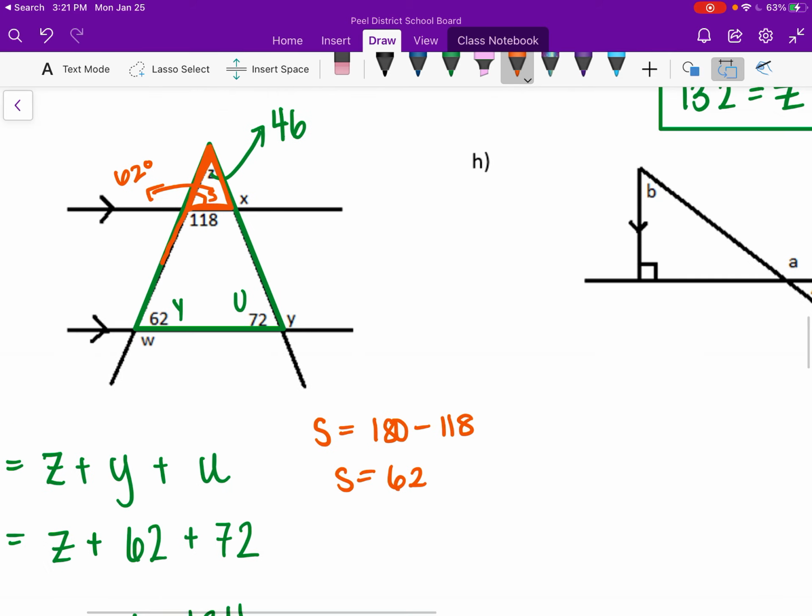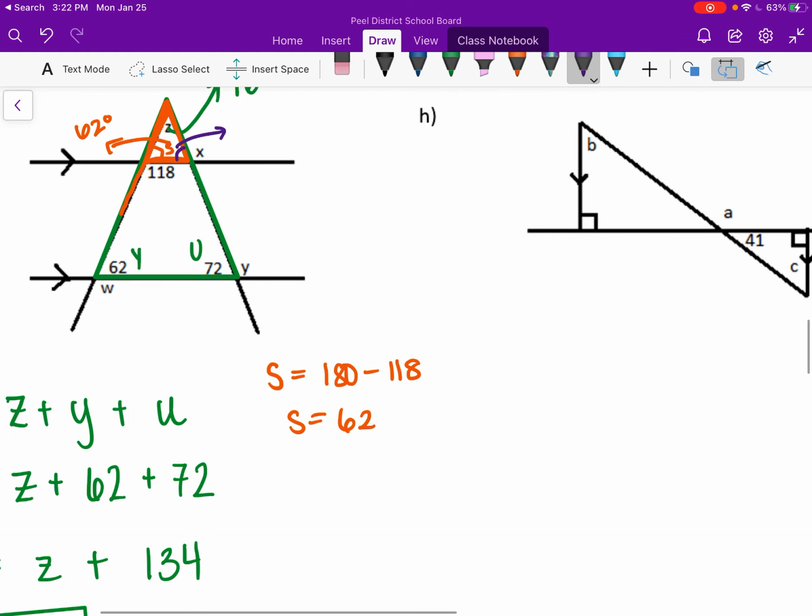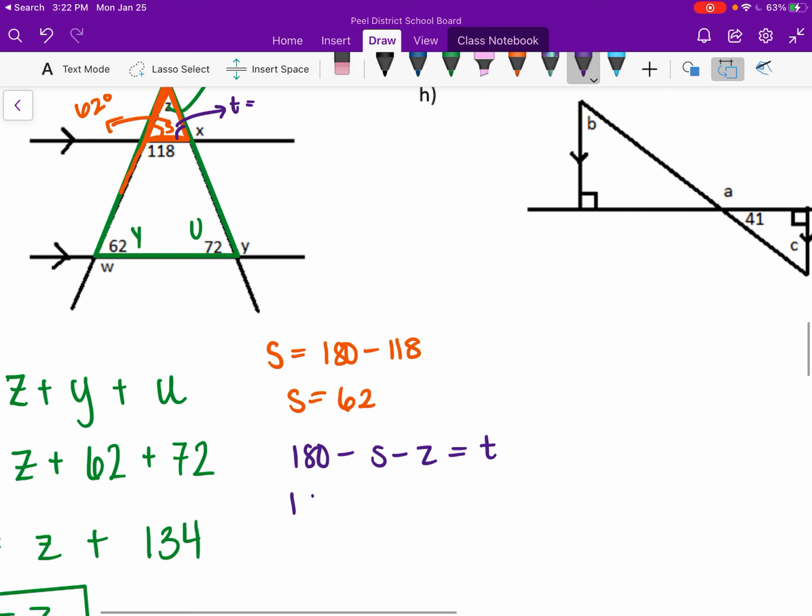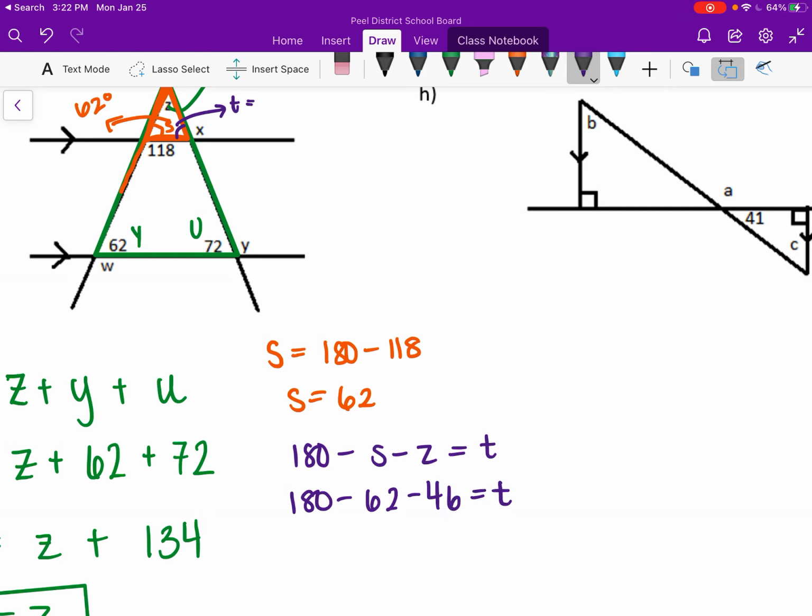So now if I know that's equal to 62 and I know the top one's equal to 46, I can now find what this corner over here is equal to, this one right here, right? That's just the inner triangles. So I'm going to call that T, equal to 180 minus S minus Z. So 180, S is 62, minus 46 is equal to T, right? Because I know everything adds up to 180, so we're just going to subtract the inner angles. So that's 72, 72 equals T.